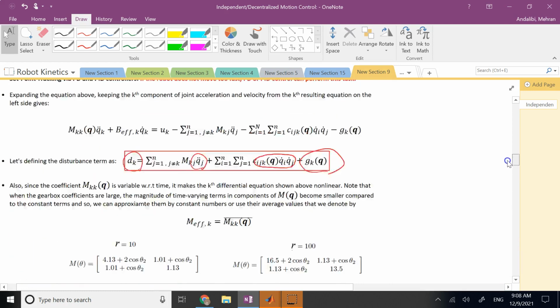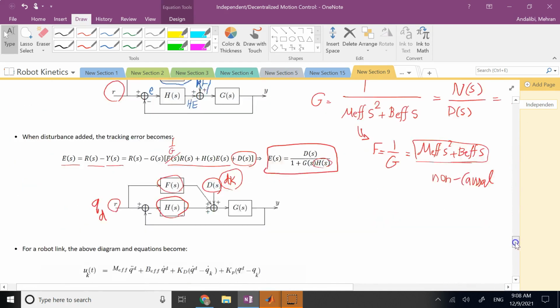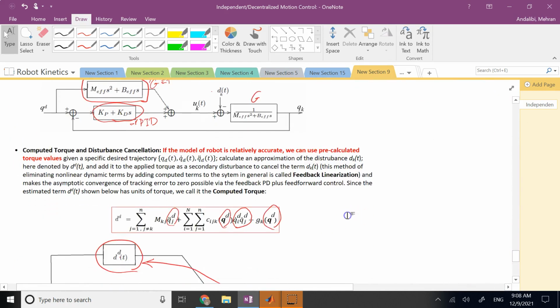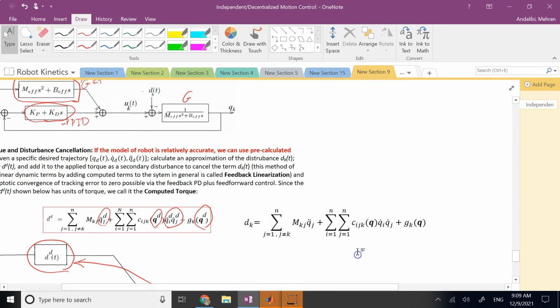Let me just copy the formula for dk and place it right next to this one for you. So you can see that they are identical. They are exactly the same thing, except wherever you have q, you replace it with q desired. If it's q dot or q double dot, you also do the same thing. You replace it with q dot desired or q double dot desired.